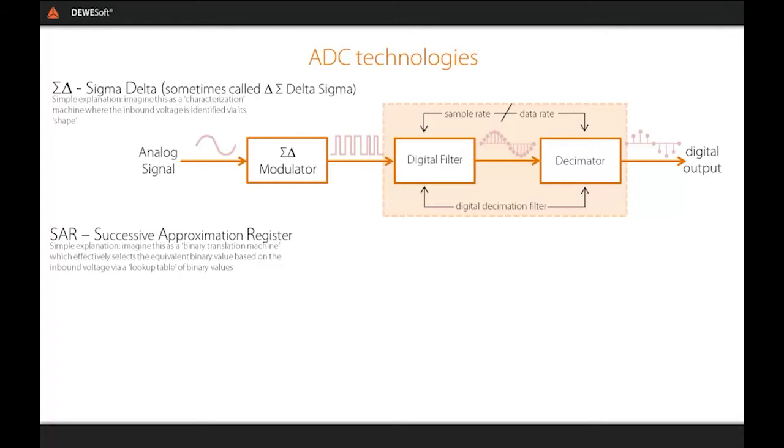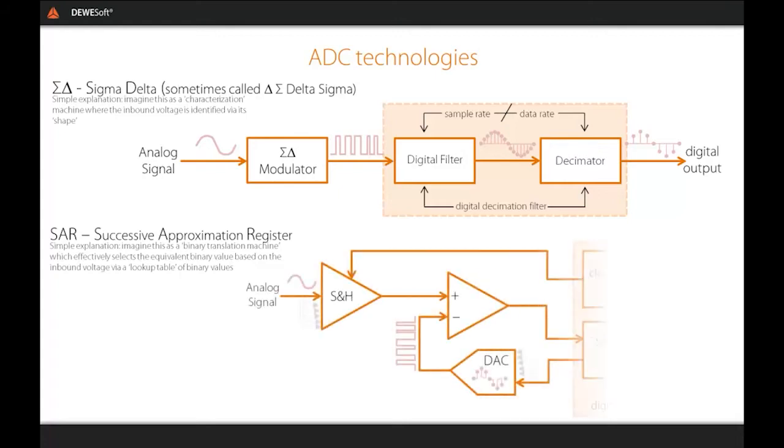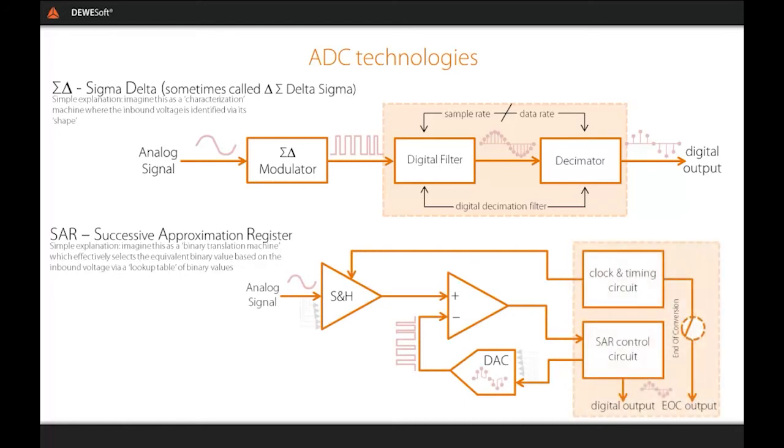Now, the nice thing about the Sigma Delta is that it actually characterizes every single signal individually. That is to say, it has a shaping function built in. That means as long as you are sampling fast enough, it is going to represent your signal exceptionally well. Now, the SAR is as different as night is from day. It is really akin to a state machine.